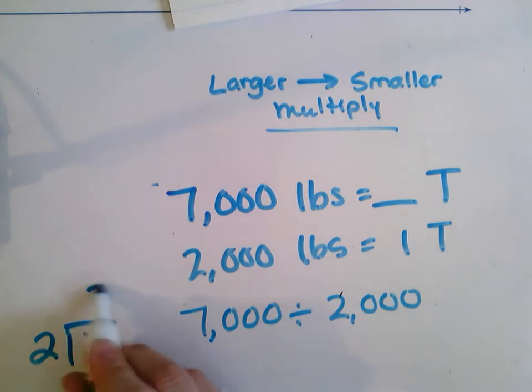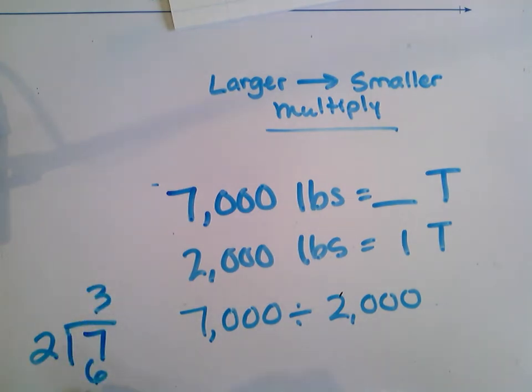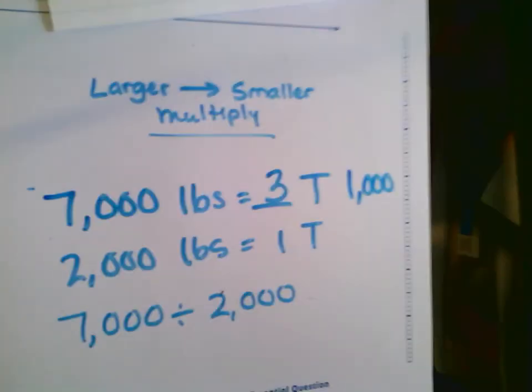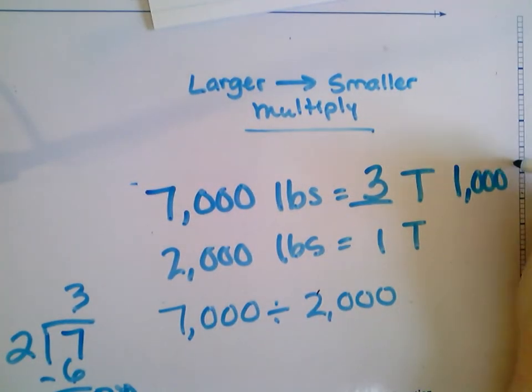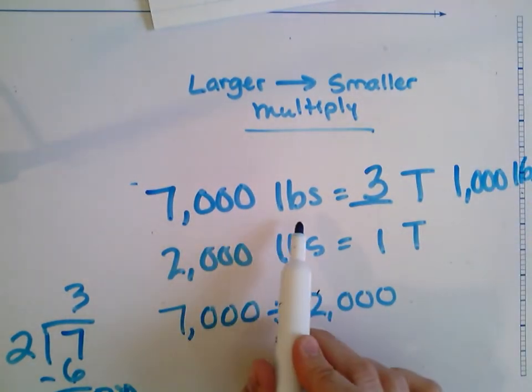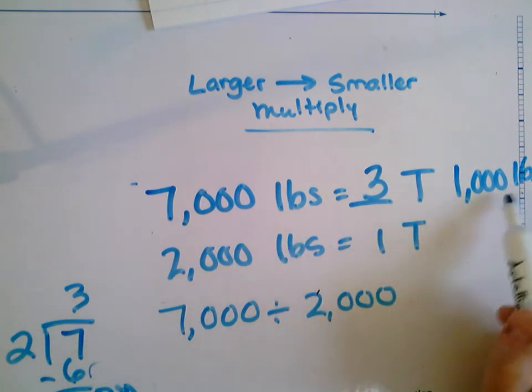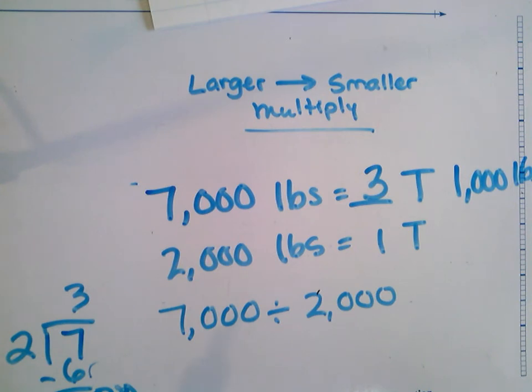I know that 2 times 3 is 6, right? And I'm going to have 1 left over. So if I would do 7,000 divided by 2,000, I would have 3 tons and 1,000 pounds left over. So 7,000 pounds is the same as 3 tons because that gives me 6,000 pounds and 1,000 pounds left over.